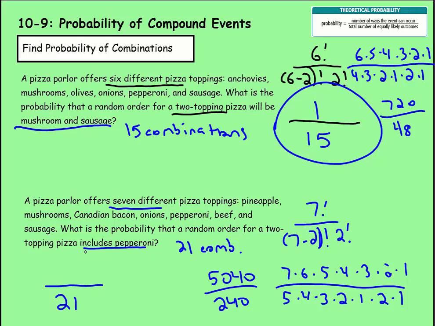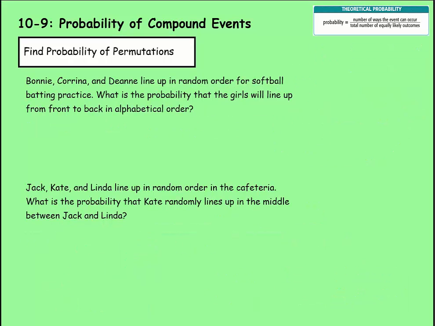We're looking for any 2-topping pizza that includes pepperoni. So you could have pepperoni and pineapple. You could have pepperoni and mushrooms, pepperoni and Canadian bacon, pepperoni and onions. Pepperoni and pepperoni would not be a combination. Pepperoni and beef, and pepperoni and sausage. I see a total number of 6 events that could occur our way, or 6 combinations that would fit. So 6 out of 21, if we simplify that by dividing both by 3, that would give us a 2 out of 7 chance that your random order will include pepperoni. Now we can find the probability of permutations.